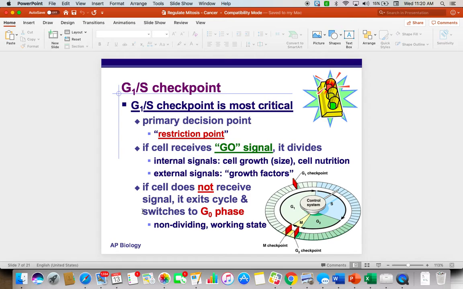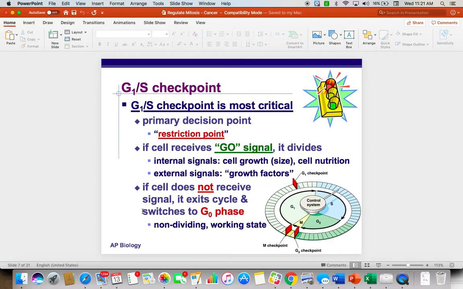So it's really important for this checkpoint to work correctly. If you have an abnormal cell, which you may or may not realize, our body makes abnormal cells all the time. Normally they're never allowed to divide, and our immune system just gobbles them up, phagocytizes them, kills them. But if an abnormal cell is allowed to pass this checkpoint, you can end up making a lot more abnormal cells, which is what happens when people have cancer.